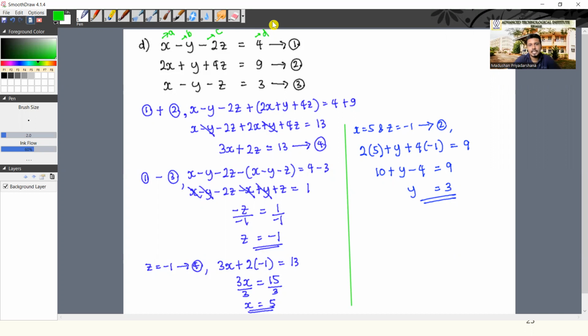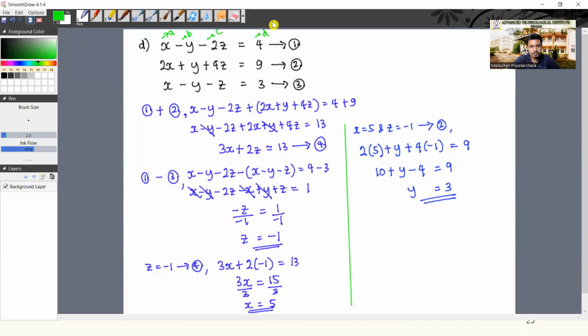So A1 means what is the A value in equation 1? 1. Give 1 and press equal. B1 value -1. Press equal. C1 value -2. Press equal. D1 value 4. Press equal. A2 value 2. Press equal. B2 value 1. Press equal. C2 value 4. Press equal. D2 value 9. Press equal.